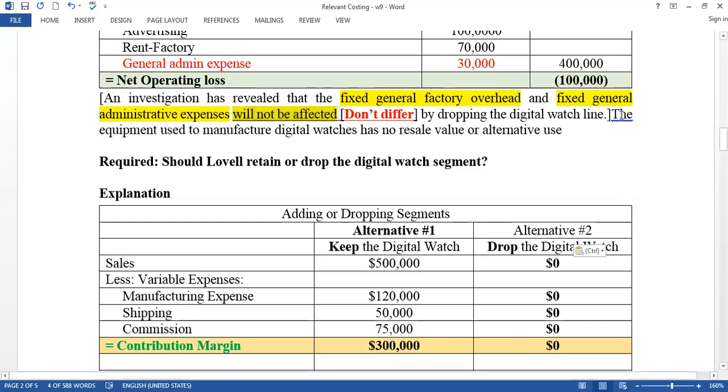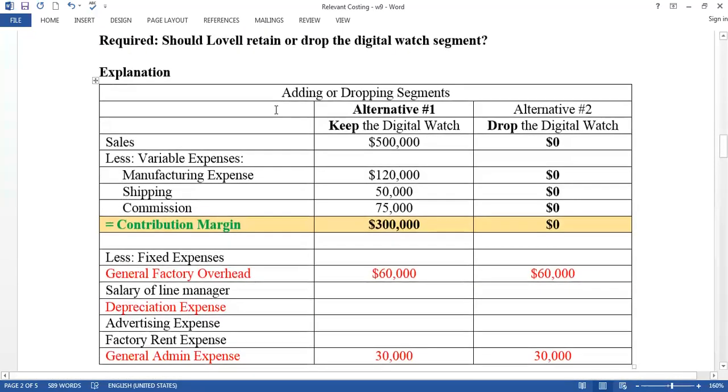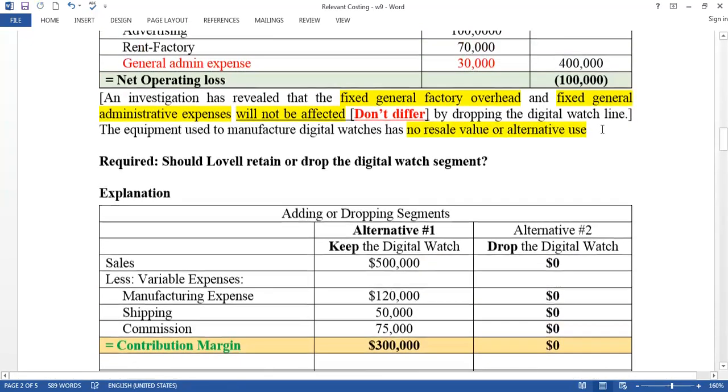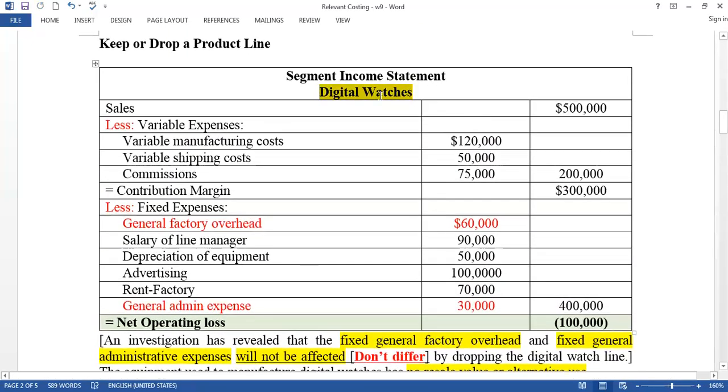Now we have another more information here. You can see that we have more information. Another information said that the equipment used to manufacture digital watches has no resale value or no alternative use. What is the meaning? Meaning is that you are producing digital watch, right? How do you produce it? You already have a machine, and you use this machine to produce the product. Now, if you drop it, what will you do with your machine? For example, you don't want to produce the product. That means the machine is useless.